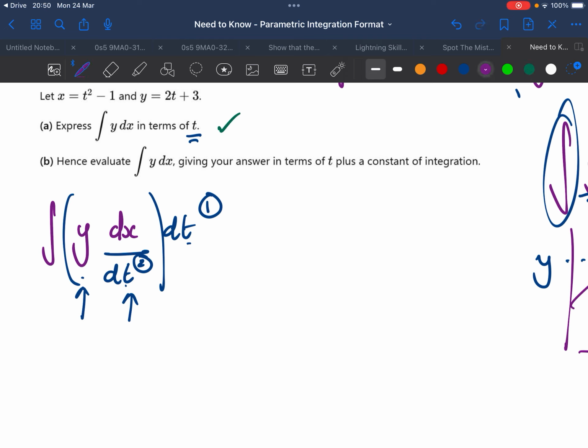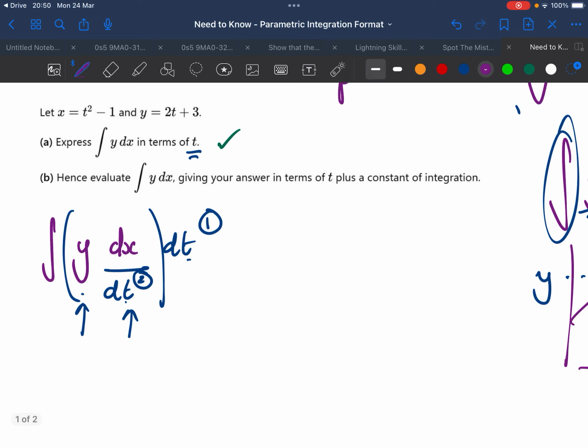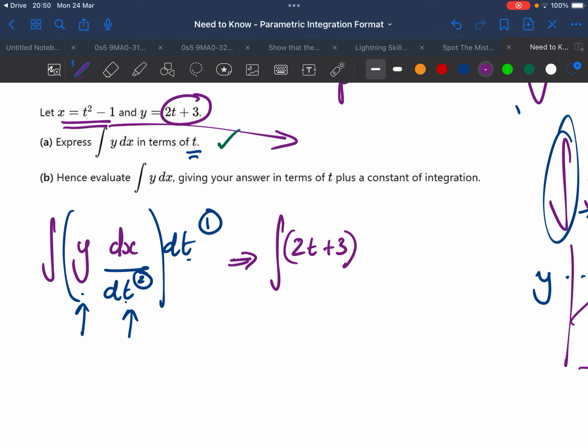Well, it means for us that we need to substitute in the right pieces here. So y is actually in terms of t already, so that's pretty much ready to go. So that's going to be 2t plus 3, so that's pretty good. dx/dt, well, this requires some extra work. We need to go from this one, and we need to make sure we've got dx/dt. So that's going to require differentiating that equation that we've got at the top there. So that will just be 2t.